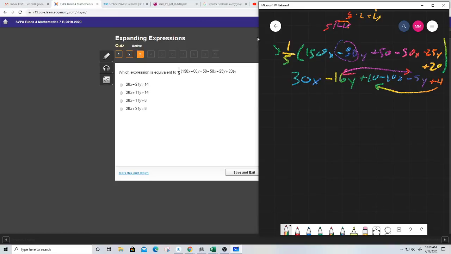And if we notice, 30x minus 10x is 20x. Negative 5 and negative 16 combined to negative 21y. Right? Both negative. Both y's. And then what is a positive 10 plus 4? So we're looking for 20x minus 21y plus 14.